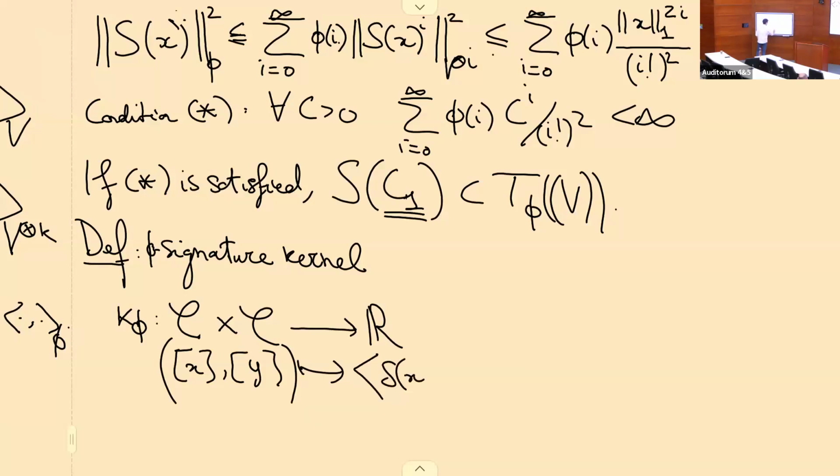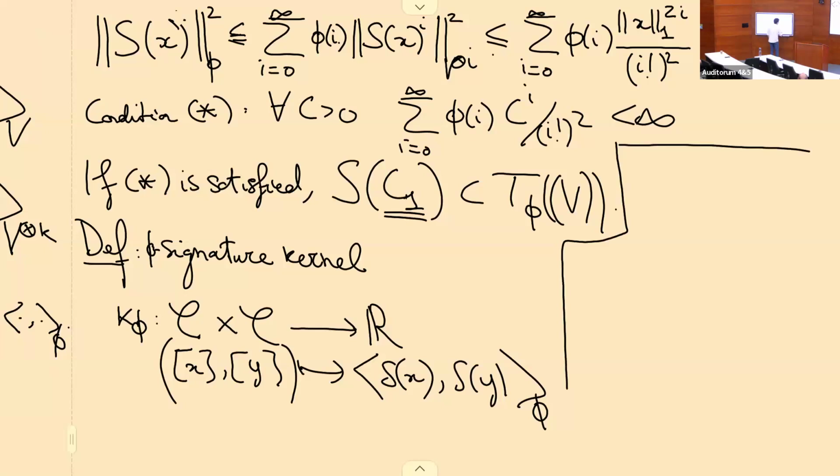We know that the signature, I can remove the equivalence class because they're all the same. So K phi of x, y is S of x, S of y, inner product in T phi of V. That's it. So that's the definition.